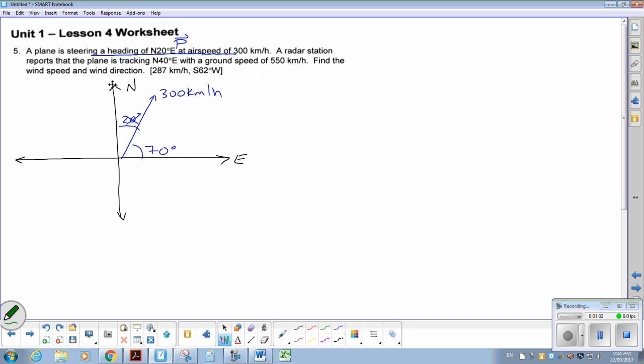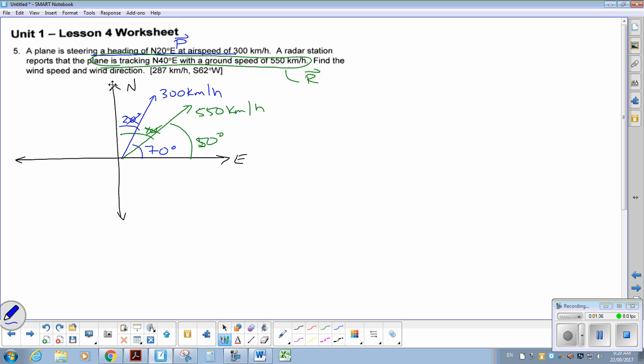Next, it says a radar station reports that the plane is tracking. So this is where the plane's actually going, which means this is our resultant. This is what the plane is actually doing. It's actually doing north 40 east at 550 kilometers an hour. Now, it was north 40 east, which means we don't want that angle. We want the angle with the x-axis, so it would be 50 in this case. So I'm going to cross that 40 out because I don't want to accidentally use it.